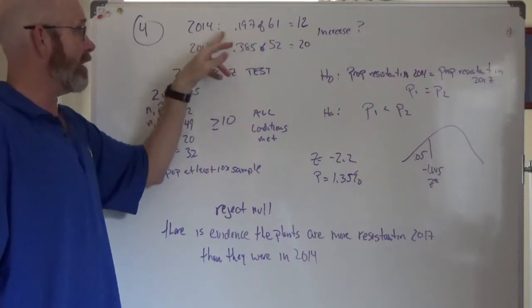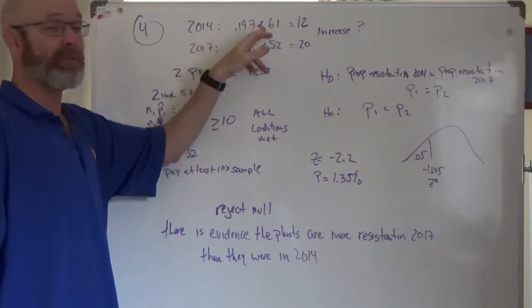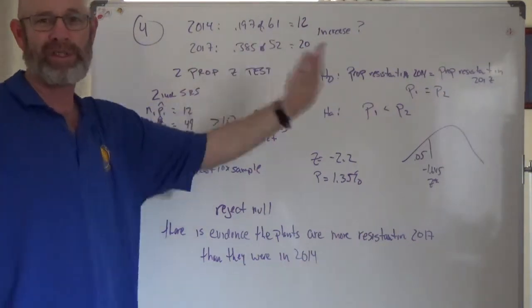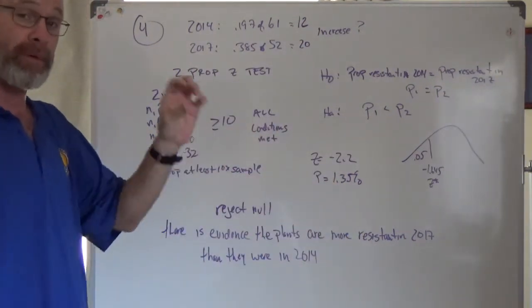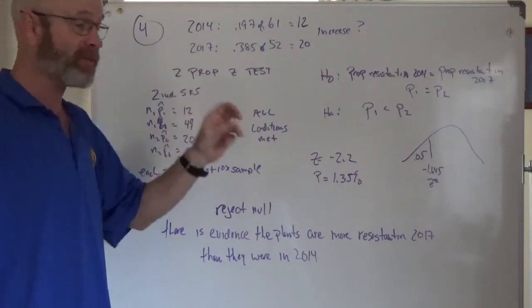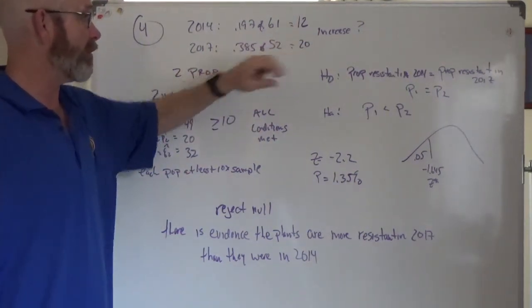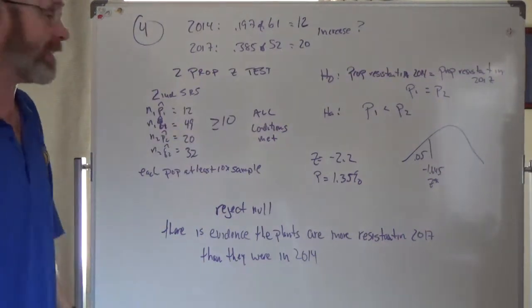They said in 2014 it was 19.7% of 61. If you type that into your calculator, you don't get 12. You get like 12.06. Don't type 12.06 because remember the calculator needs the number of successes. So it's just rounded because that's rounded a tad. So that's 12. That's 20. That's a 2 proportion Z test.